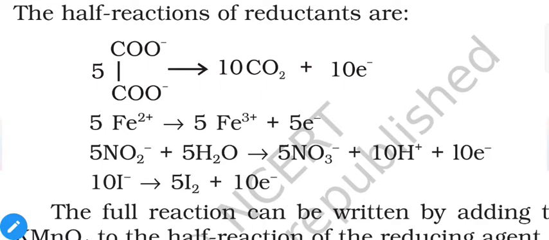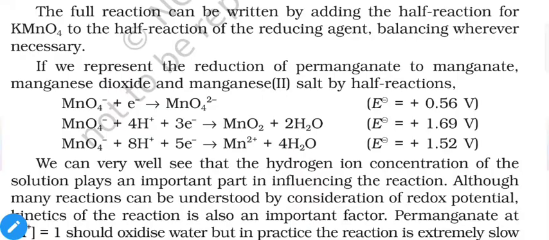Now let's quickly observe the reaction. So we have 5 C2O4 2-, that means oxalate ions, which give us 10 carbon dioxides and release 10 electrons. Fe2+ will convert into Fe3+, NO2- into NO3-, and I- into I2. Just like before, the full reaction can be written by adding the half reaction of KMnO4 to the half reaction of the reducing agents, balancing whatever is necessary.